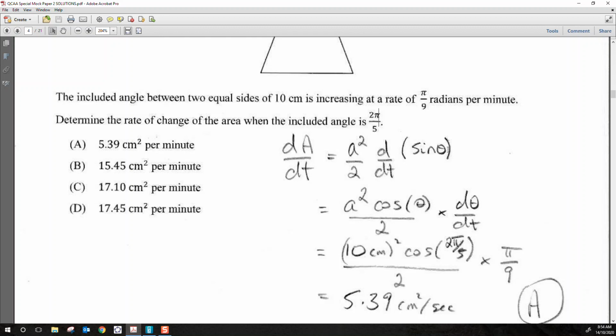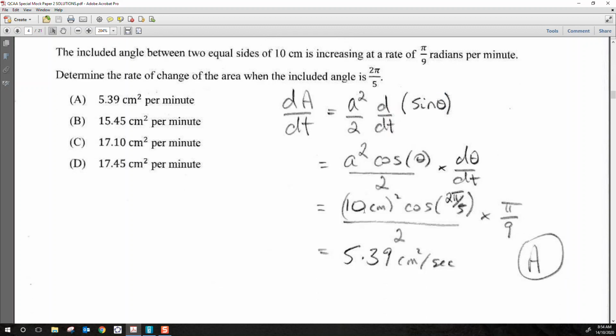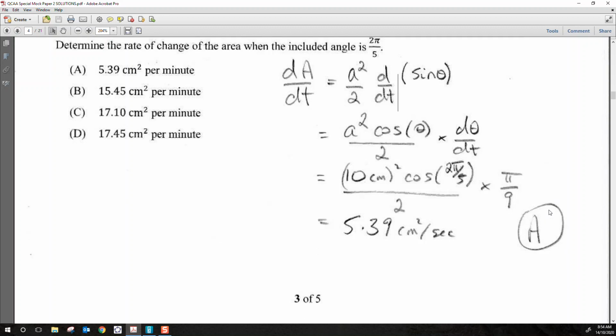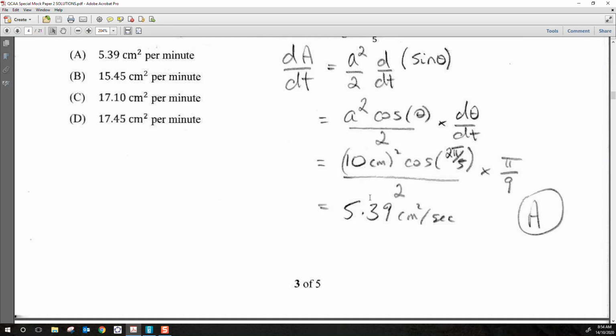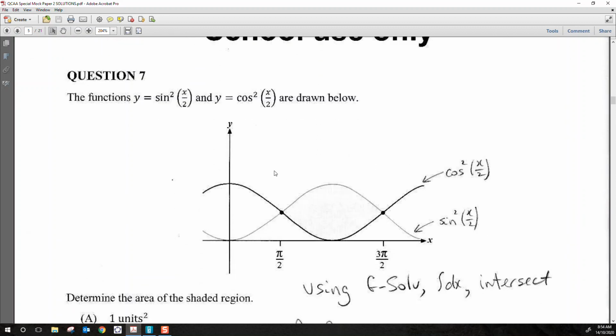Derivative of sine theta is cosine theta, but because I was doing implicit differentiation, I'm taking a derivative of theta with respect to a different variable t, then I have to multiply by d theta/dt. Well, a was 10 centimetres squared, don't forget the units. Theta was given as 2 pi over 5 radians, and we were given that the rate of change of this was pi over 9 radians per second. Plug that into your calculator and get the answer, which matches A. Again, I'm not going to show you plugging that into a calculator, you can do that.